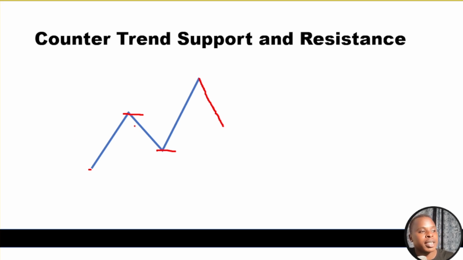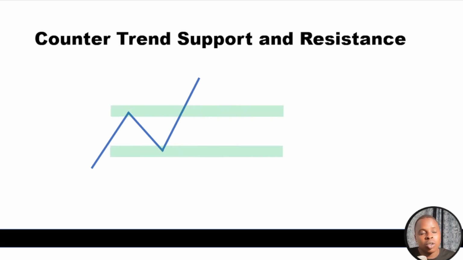So if we are expecting a pullback, we want to know where this pullback is going to end, which is where the support and resistance is going to help us. So what do we do? We mark the zones of support and resistance. In this case, we are going to mark the two previous zones where the prices have reacted or last made a big reversal from. So most likely it's these zones: the previous higher high, and this zone which pushes the prices above the previous higher high.